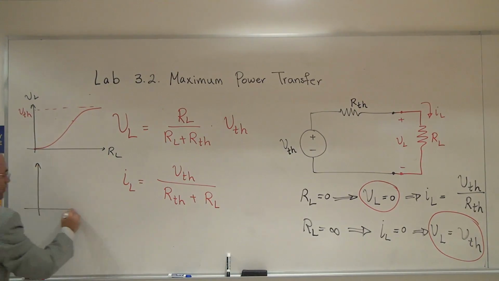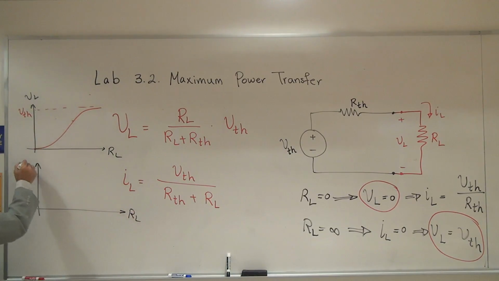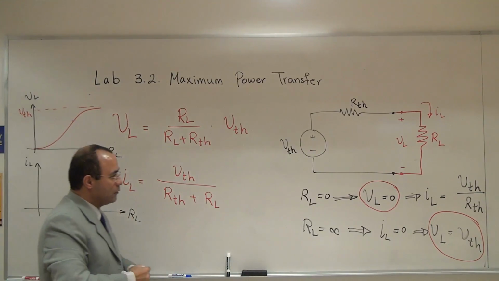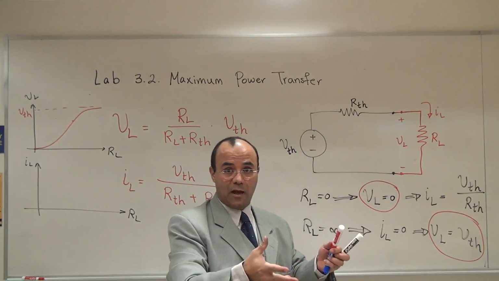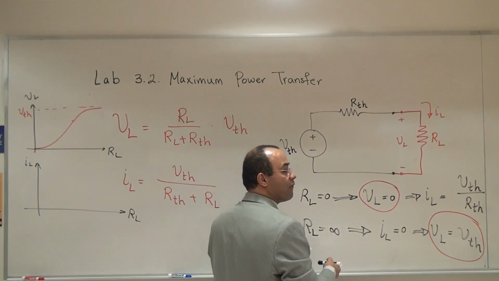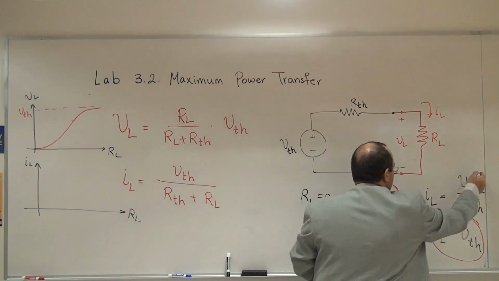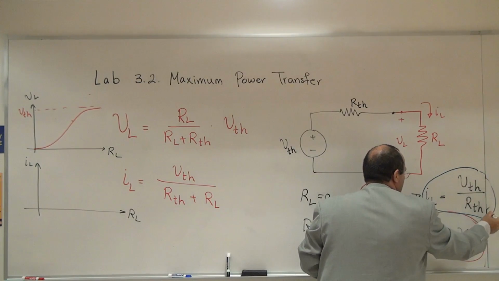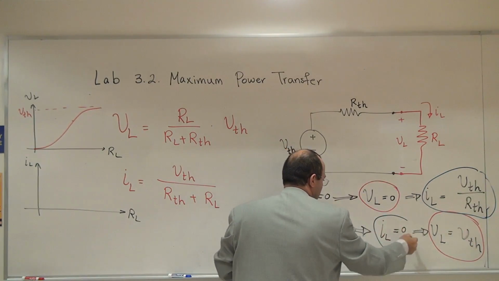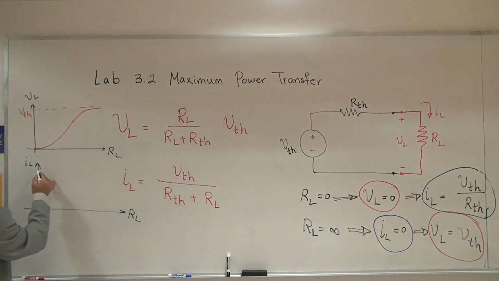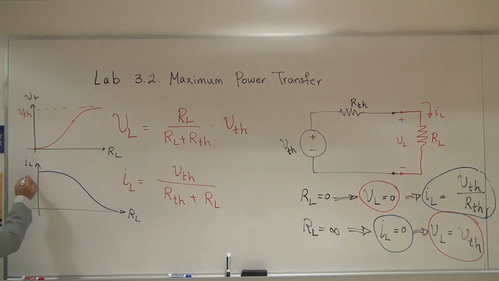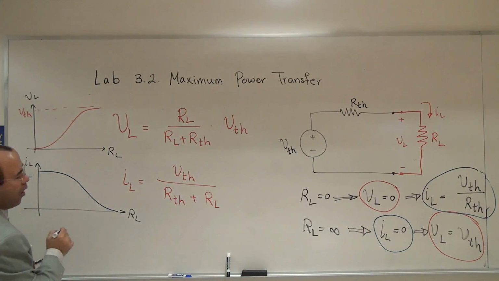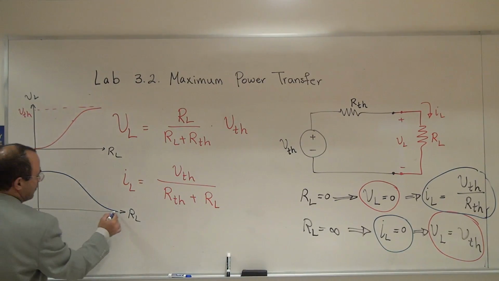If this is my current, the curve of current versus RL, see what happens. For RL equal to 0, I'm going to have maximum current. Obviously, if you short the output, you expect everything that it can offer to be offered. This is RL equal to 0, and this is RL equal to infinity. So you can see that the graph starts from here and eventually dies down to 0. This value is going to be V Thevenin divided by R Thevenin, and this is almost 0.